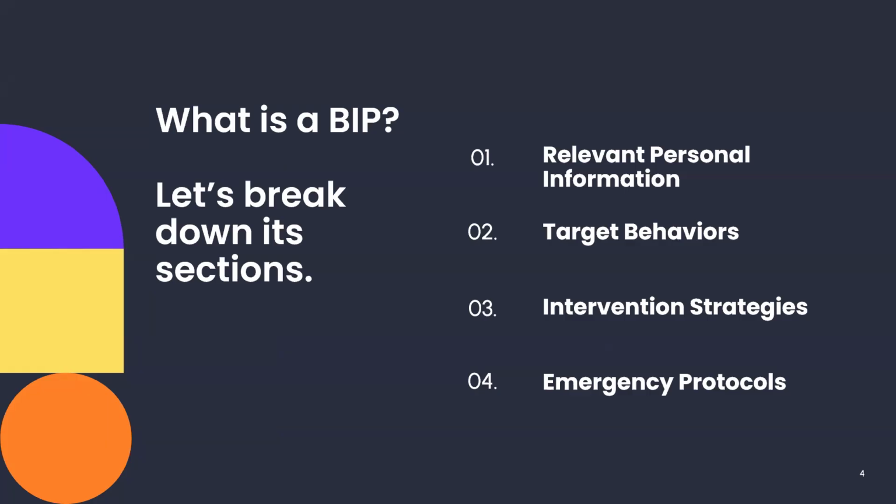For the BIPs that I am most familiar with, they can be broken down into the following sections we have here. The client's relevant personal information, identify behaviors to target for reduction, the strategies used to achieve these behavior goals, and emergency physical management protocols. We'll break down each section and how it should effectively be completed. And I've also provided a copy of the sample BIP that we'll be reviewing so that you may follow along.